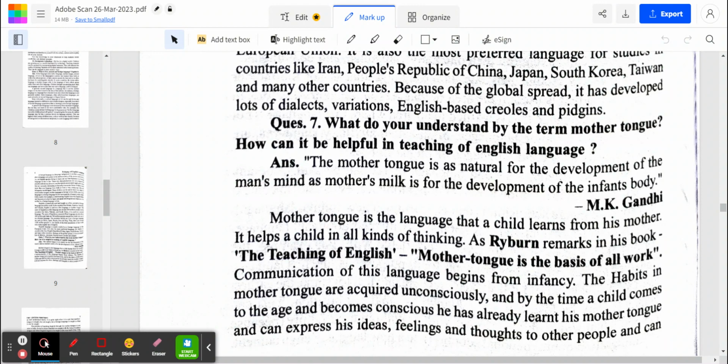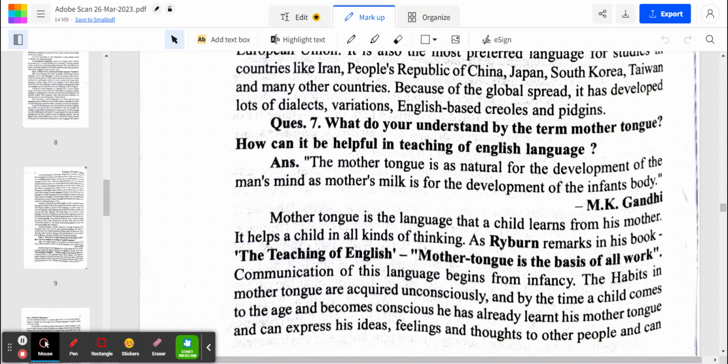Question number 7. What do you understand by the term mother tongue? How can it be helpful in teaching of English language? The mother tongue is as natural for the development of the man's mind as mother's milk is for the development of the infant's body. M.K. Gandhi. So yes, mother tongue is the language that a child learns from his mother.